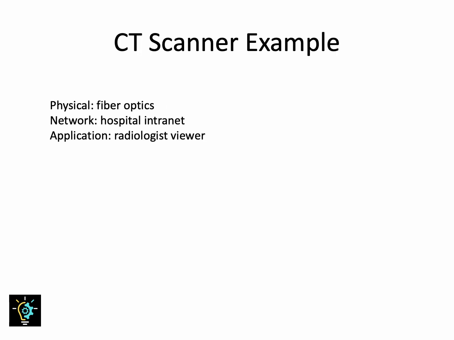Here's a relatable scenario. Imagine a CT scanner sending a large imaging file to a central hospital database. At the physical layer, the scanner connects via optic cables. The data link layer ensures frames of data don't get corrupted. The network layer routes it through the hospital's internal network. The transport layer guarantees the entire file arrives.